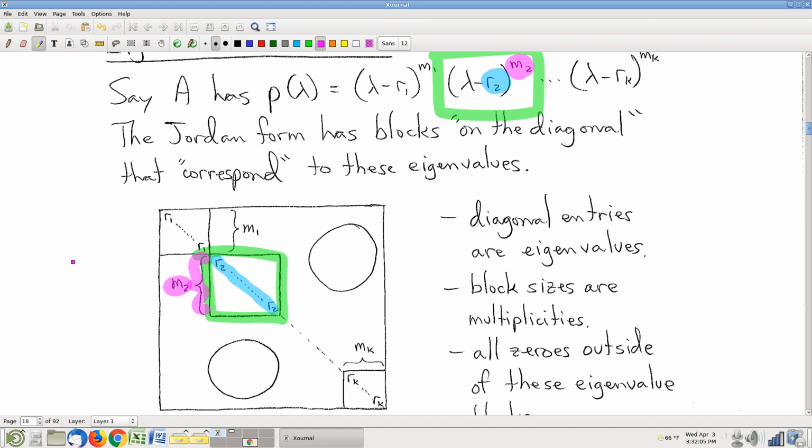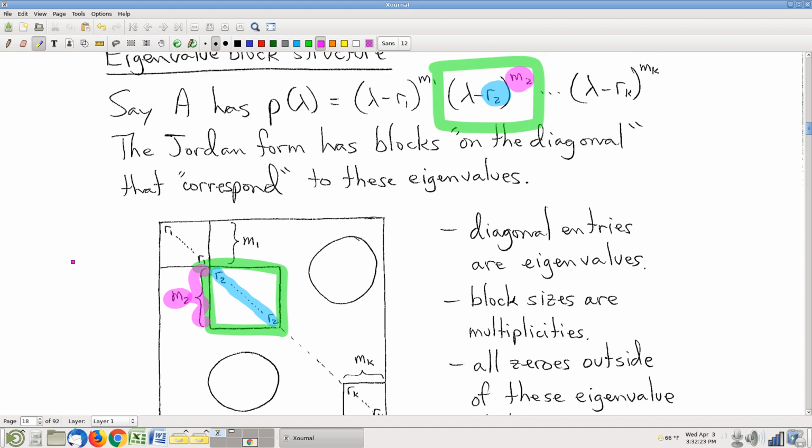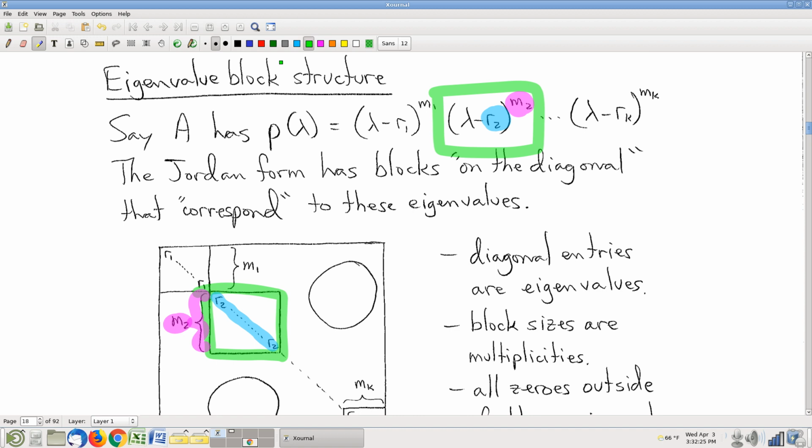So this is why I like to call these eigenvalue blocks. These blocks are so closely connected to the eigenvalues. Side note, the book does not give a name to these eigenvalue blocks. I think they deserve a name because of this close relationship to eigenvalues, thus the name Eigenvalue Block. Okay. All right.